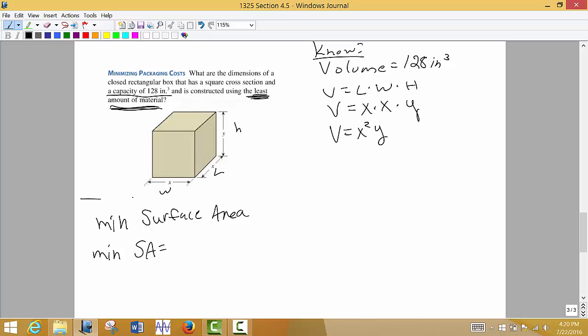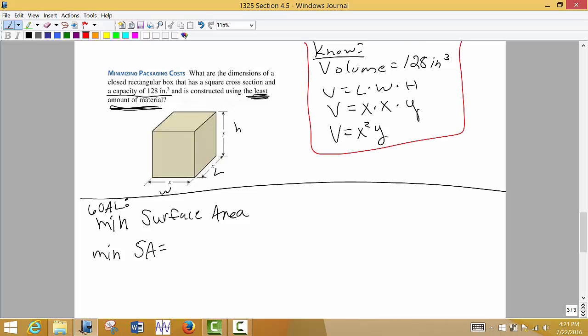So we want to keep in mind something here, that this is my goal. My goal is to minimize the outside edges of the box, or minimize the surface area. All right. So we have everything we know about the volume over here. Then we have our goal is to minimize surface area here.